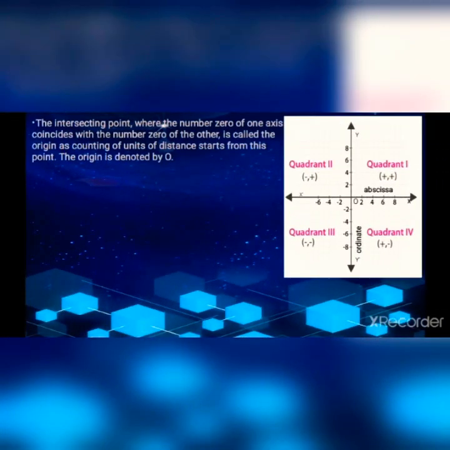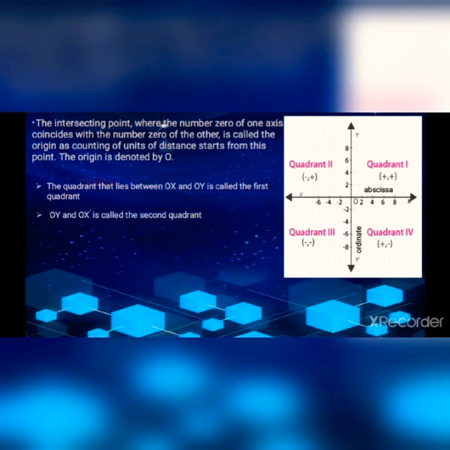The intersecting point where the number 0 of one axis coincides with the number 0 of the other is called the origin, as counting of units of distances starts from this point, and the origin is denoted by O. So basically there are four quadrants. The first quadrant lies between OX and OY. Here both the signs are positive. The second quadrant lies between OX dash and OY, where the first sign is negative, whereas the second sign is positive.